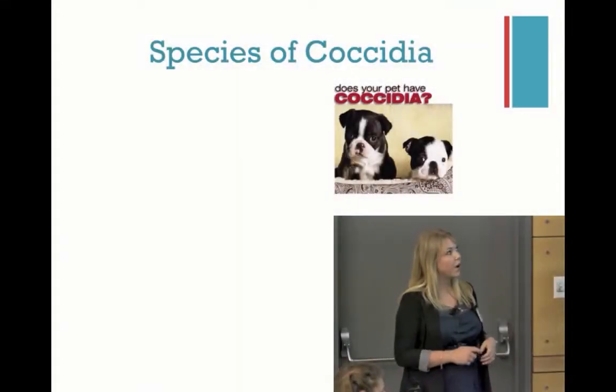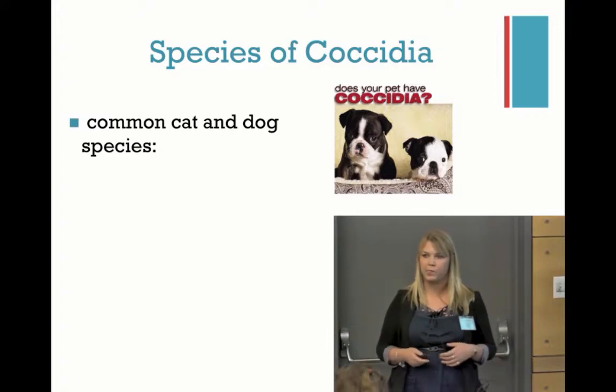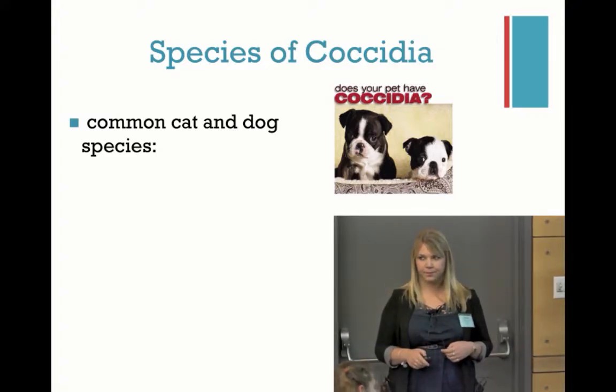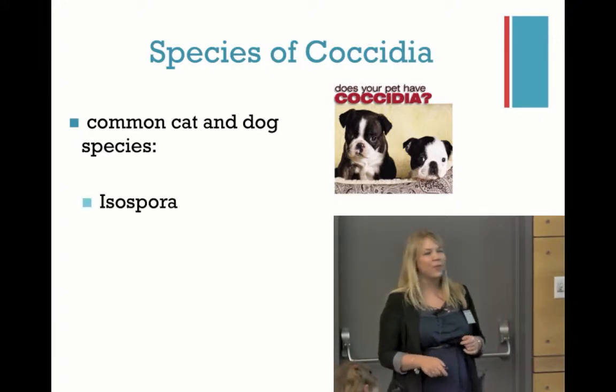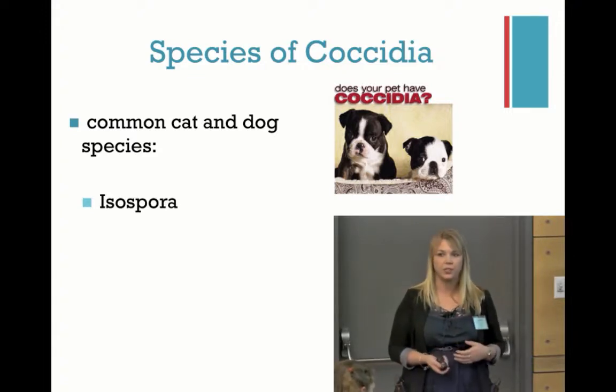So, species of Coccidia. There's a couple common ones that you might have heard of. Does anybody know of some of the names? Any common ones you might have heard of? They're all fancy names. So the main one that you might have heard of is Isospora. And that's the most common one you're going to deal with in a shelter setting.